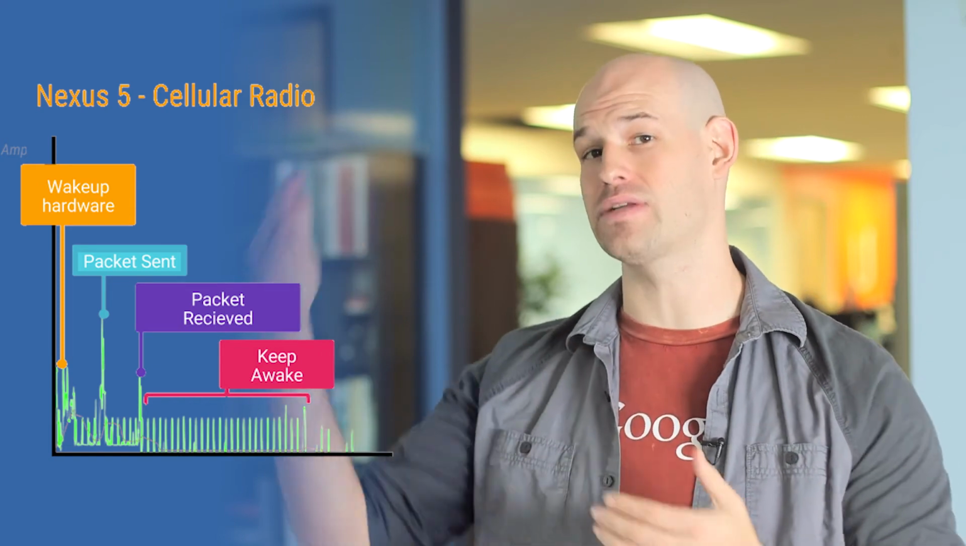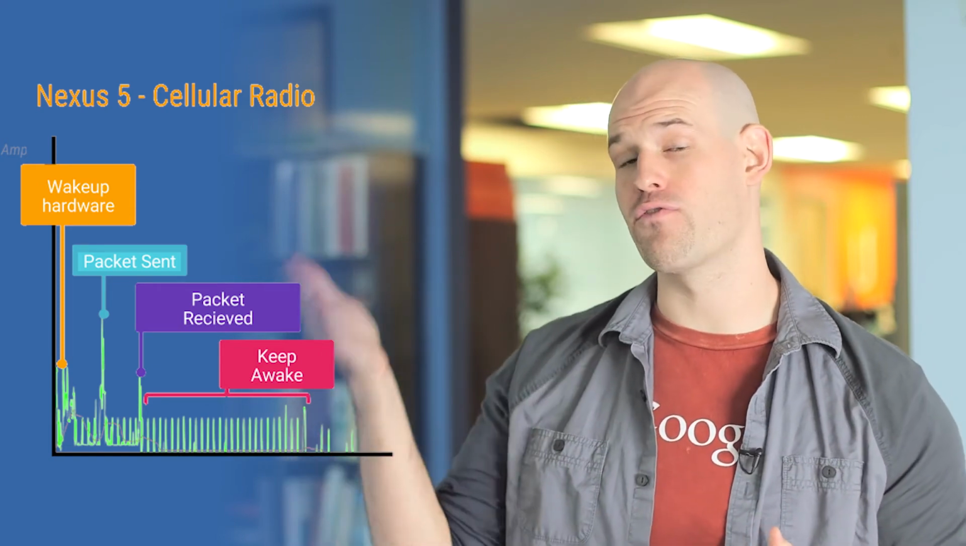Now, your cellular radio, on the other hand, is a completely different beast in this regard. When your device tries to send data over the mobile network, you can see that there's a quick wake-up cost associated with getting your mobile hardware ready, followed by a large spike for sending out a data packet, and then another large spike for receiving one back. And because getting the radio started is so expensive, after it's done executing work, it will stay on in a wait state for a short period of time in case there are more packets ready to come in right away.